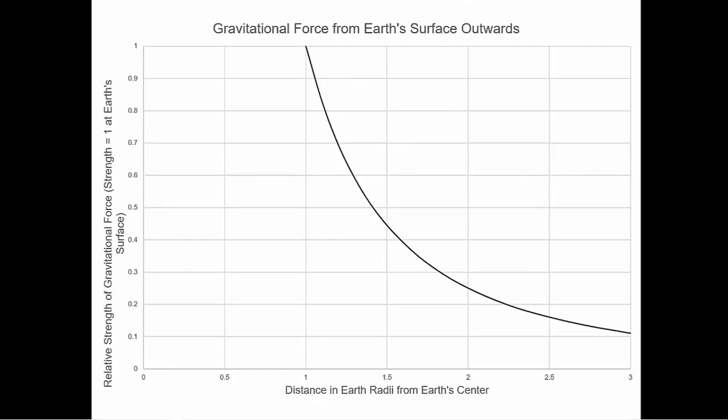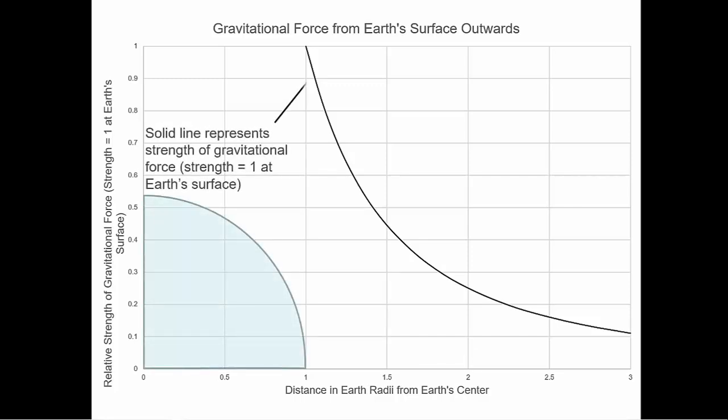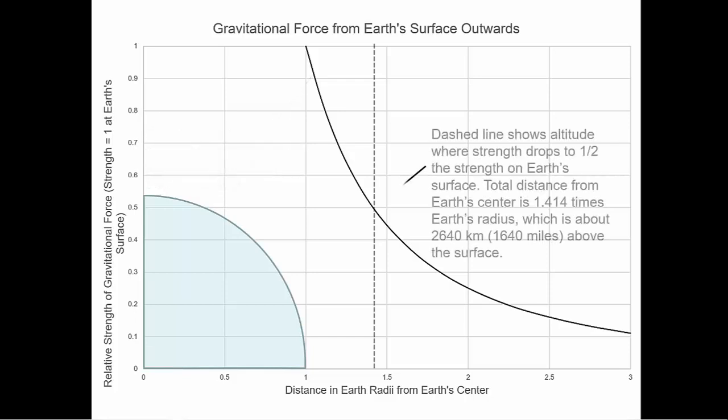All right, let's look at the gravitational force moving a little farther outward from the Earth's surface. I've got a longer scale on the horizontal axis here. And there's my Earth drawn again. The solid line still represents the strength of the gravitational force. And again, that strength is equal to 1 at the Earth's surface. We'll look at a couple of other key points here.